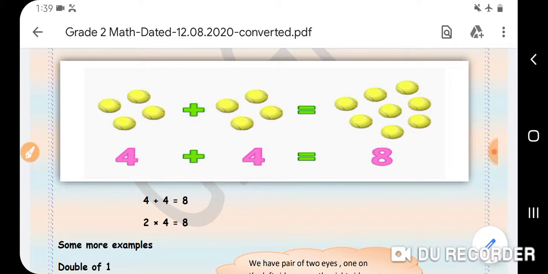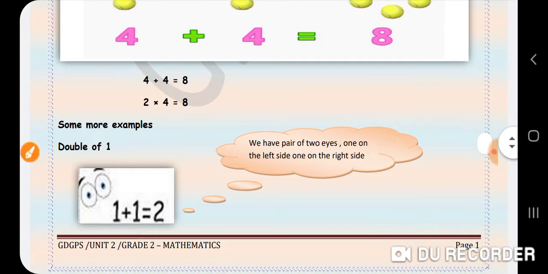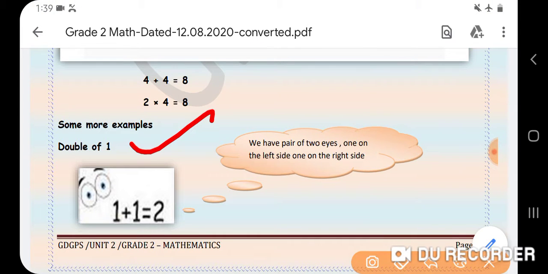Now let us see some more examples. Double of 1. Look here. 1 plus 1 is 2. We are having two eyes, a pair of 2 eyes. One on the left side and one on the right side. So 1 plus 1 is 2.